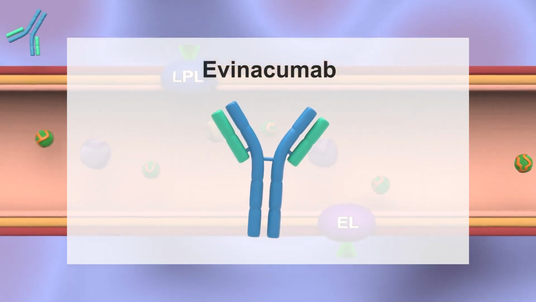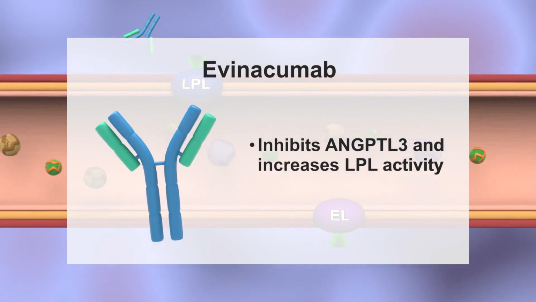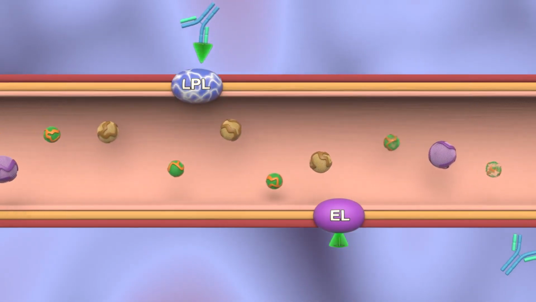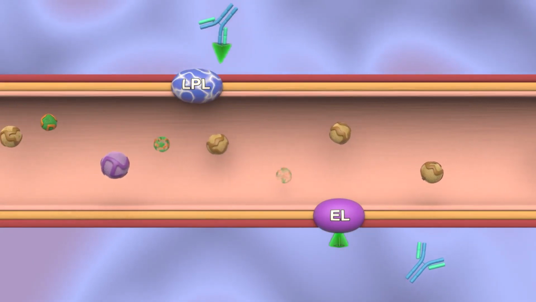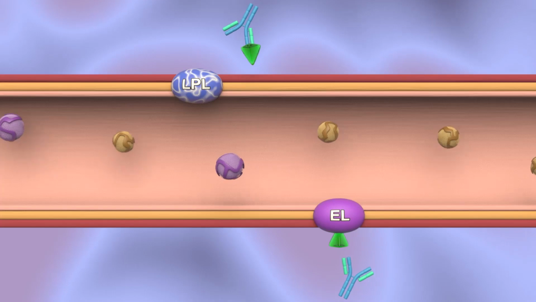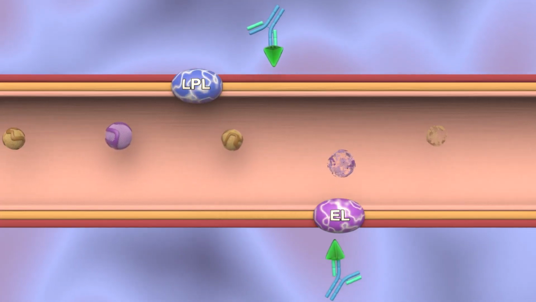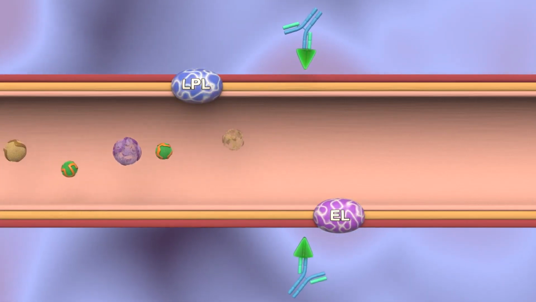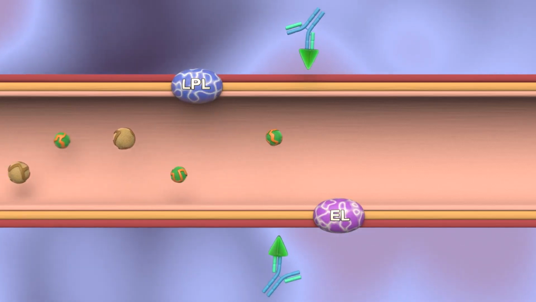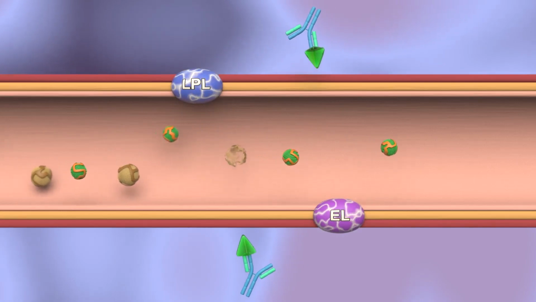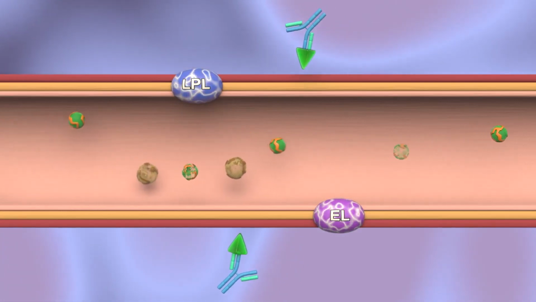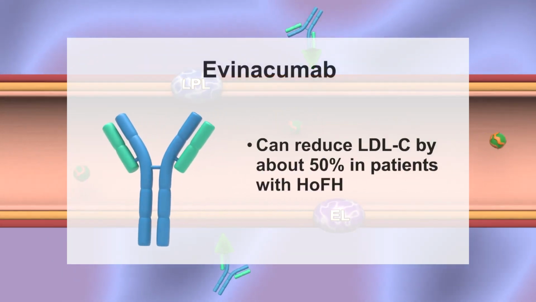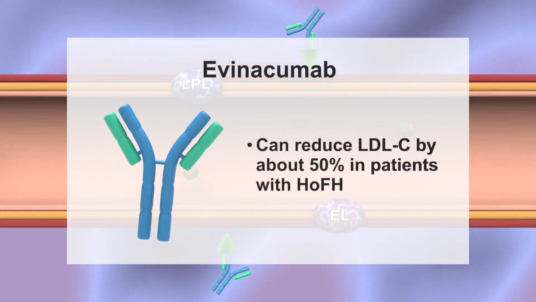Evinacumab is a fully human monoclonal antibody that inhibits ANGPTL3, thereby increasing LPL activity. This promotes triglyceride hydrolysis of VLDL, leading to reduced production and increased clearance of LDL-C. In patients with HoFH without functioning LDL receptors, especially those with null-null mutations, inhibiting ANGPTL3 appears to reduce LDL-C through EL activity. This remodels VLDL, resulting in remnant particles that are rapidly cleared and depletion of LDL-C precursors. Consequently, evinacumab can reduce LDL-C by about 50% in patients with HoFH.